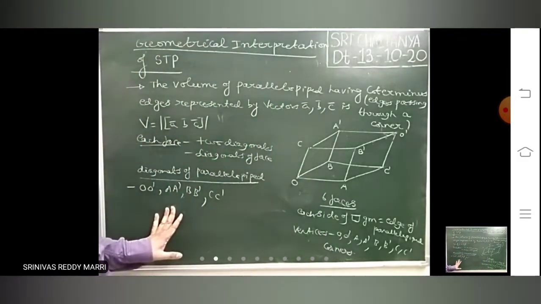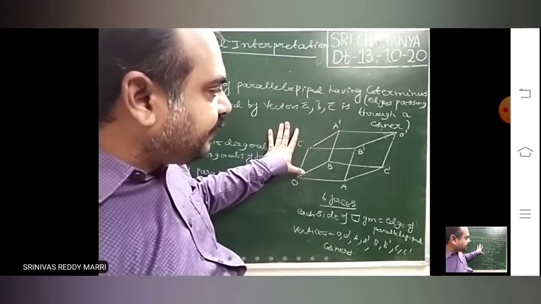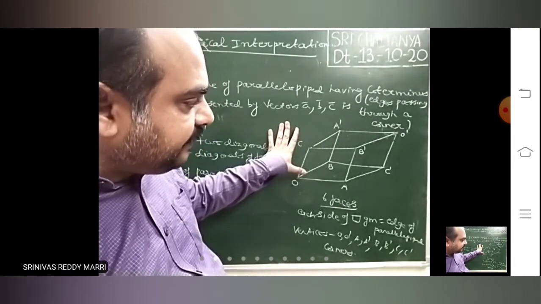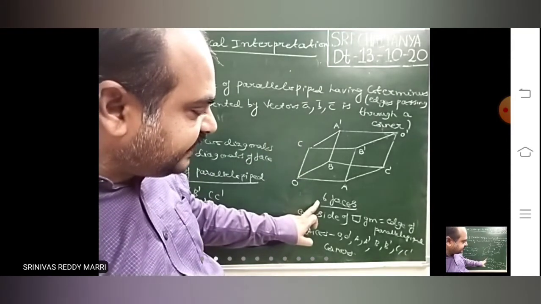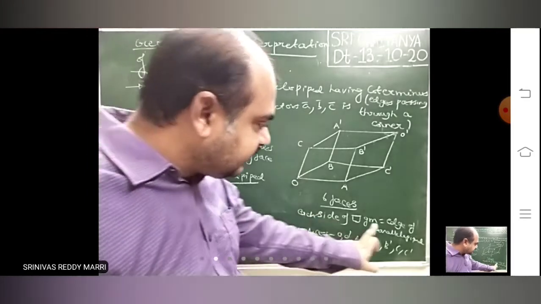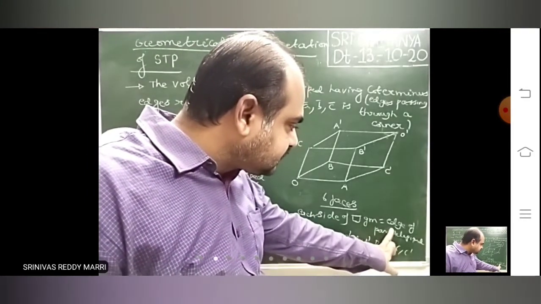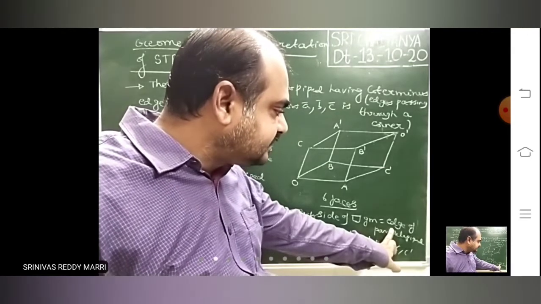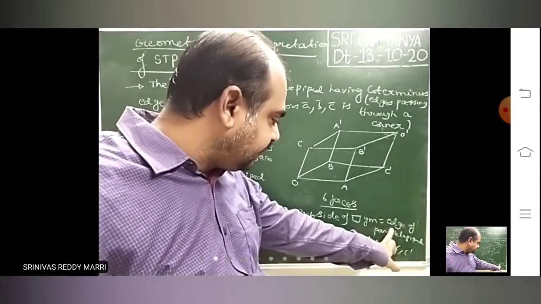So for any parallelepiped or cube or cuboid or rectangular parallelepiped, there will be six faces. In a parallelepiped, parallelograms will be there. In a cube, squares will be there. In a cuboid, rectangles will be there. Cuboid is also called rectangular parallelepiped.